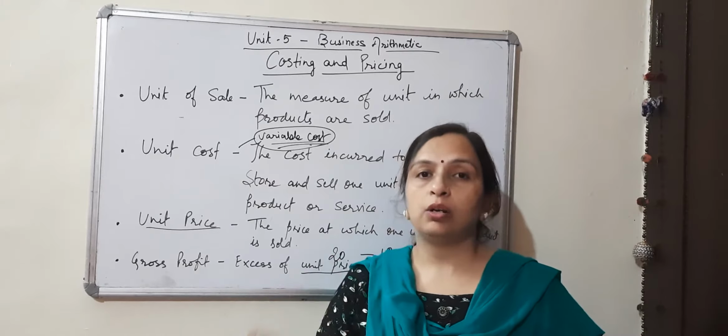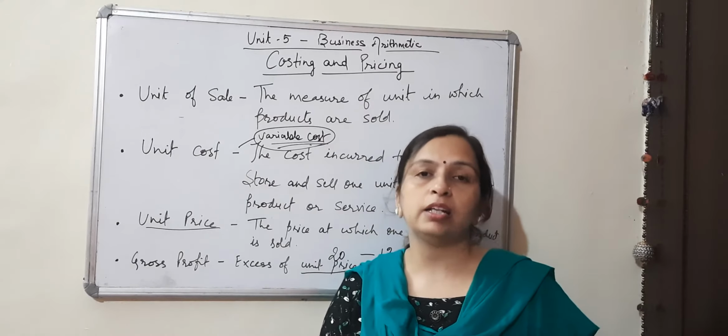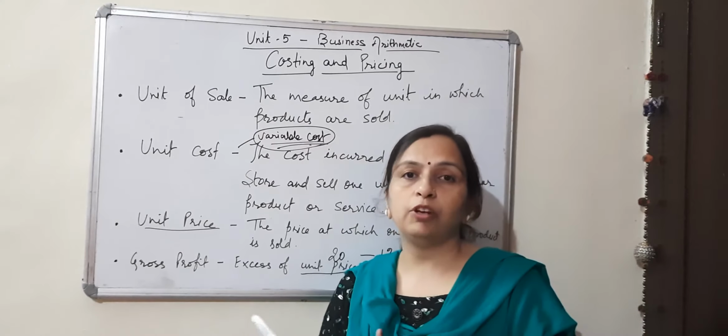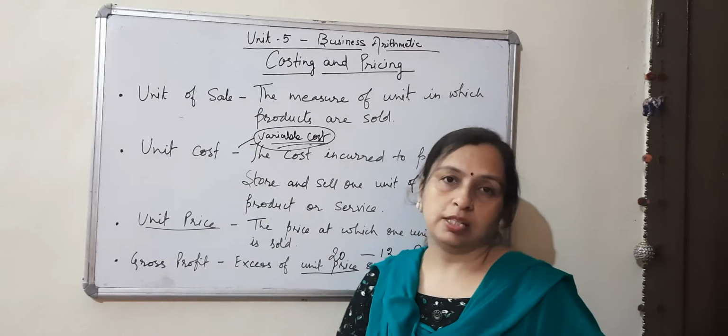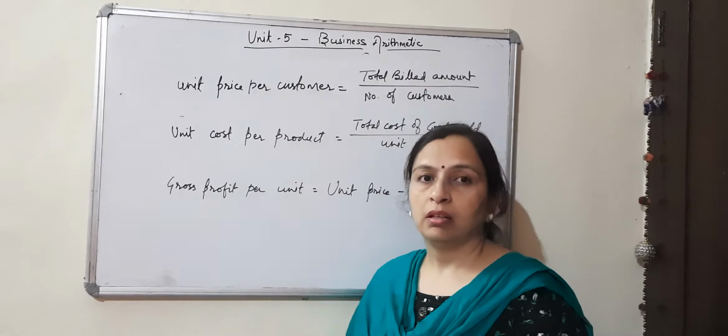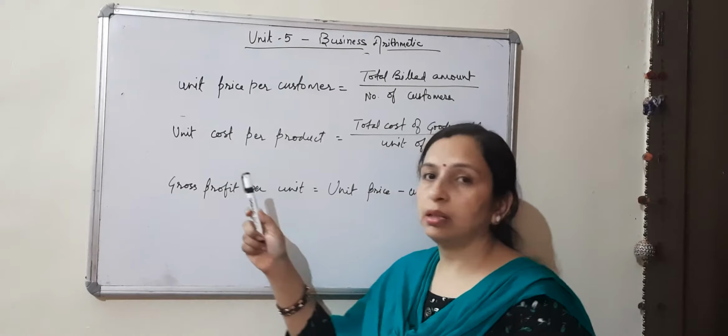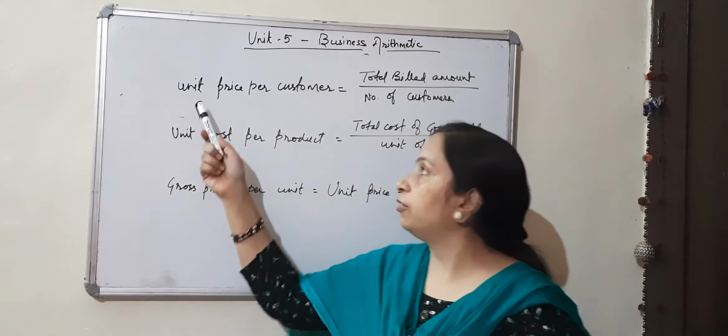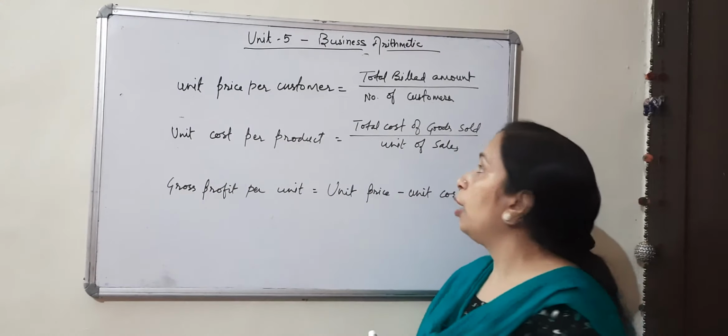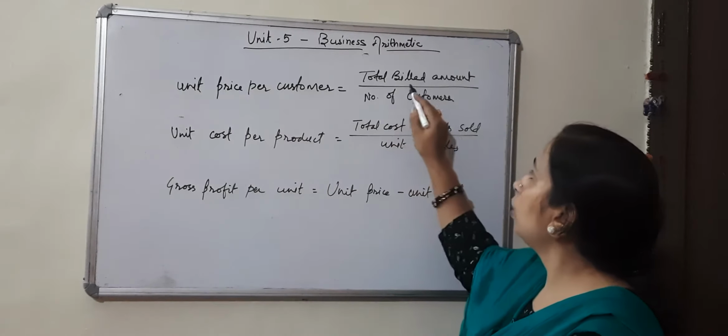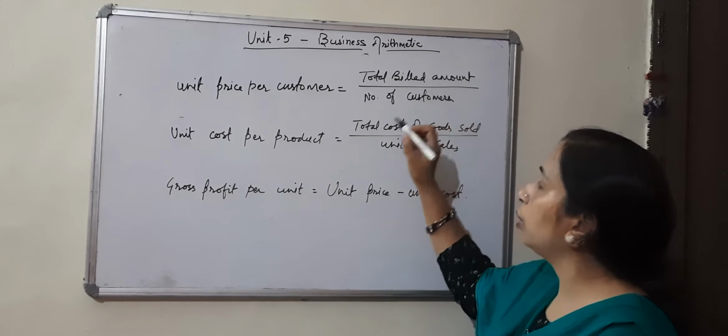Now before understanding the concept of break-even point, we need to understand these 4. So these are the important formulas. First is unit price per customer. How are we calculating this? By total billed amount divided by number of customers.